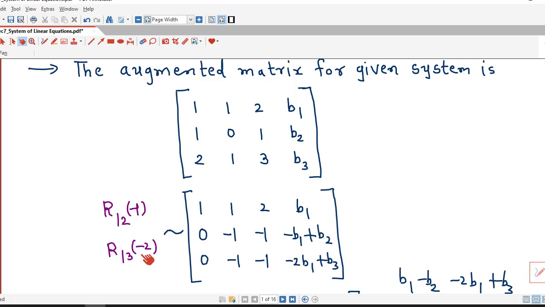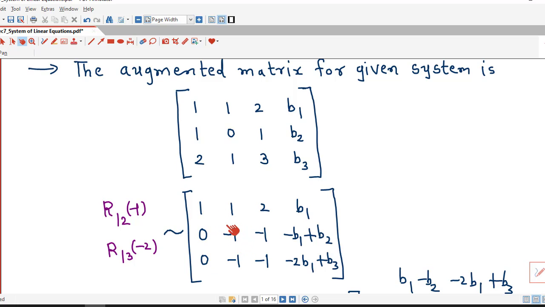Now we consider the operation multiplying the first row by -2 and adding in the third row. So -2 plus 2 is 0, here -2 plus 1, which is -1, 2 into -2, which is -4, plus 3, which is -1. b1 into -2, which is -2b1, plus b3. So now the first non-zero entry of the first row is 1 and all the entries below this 1 are 0.